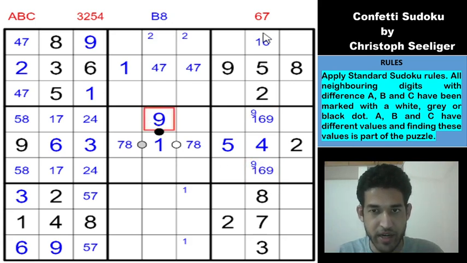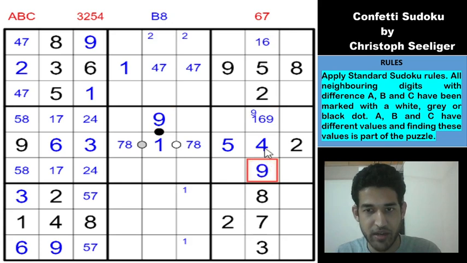So 9 is here and 9 can't be here, which means this cell would have to be a 9. This cell can't be a 9. 1, 6.